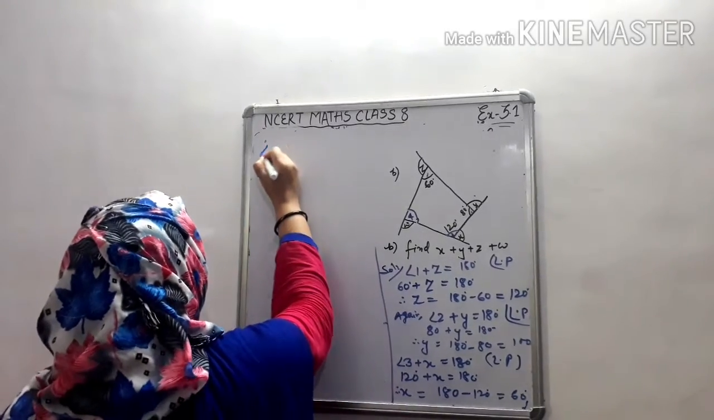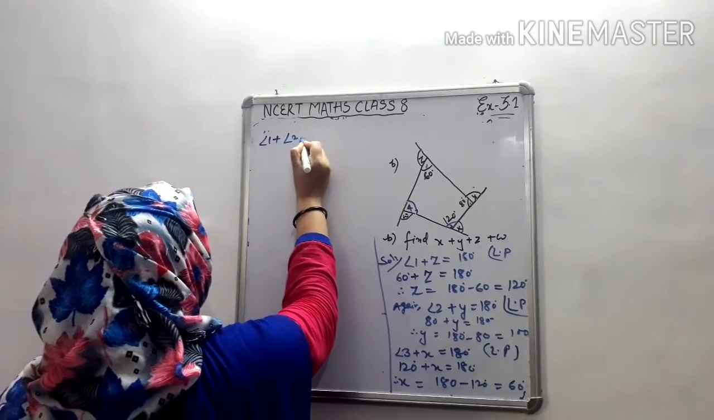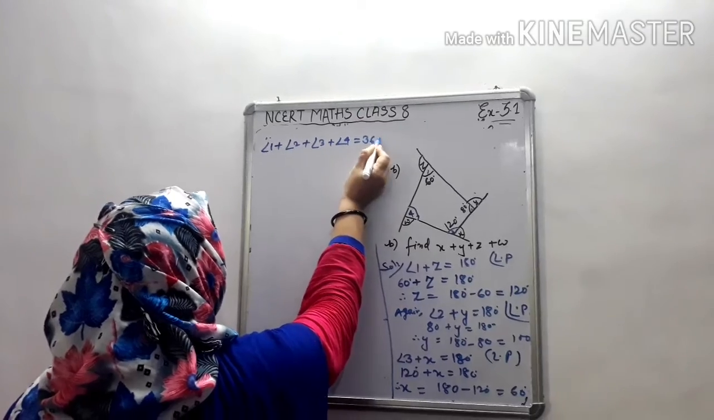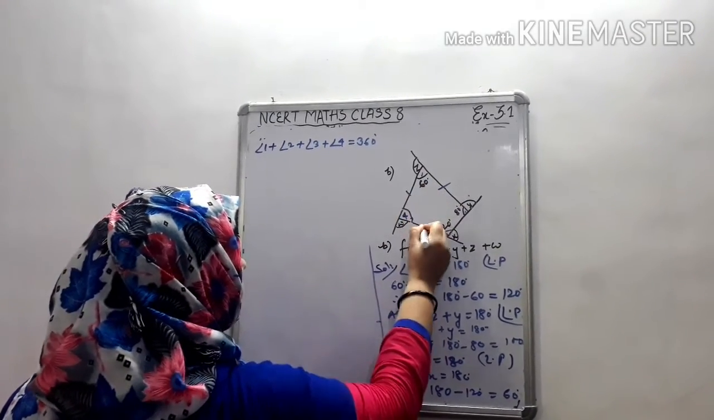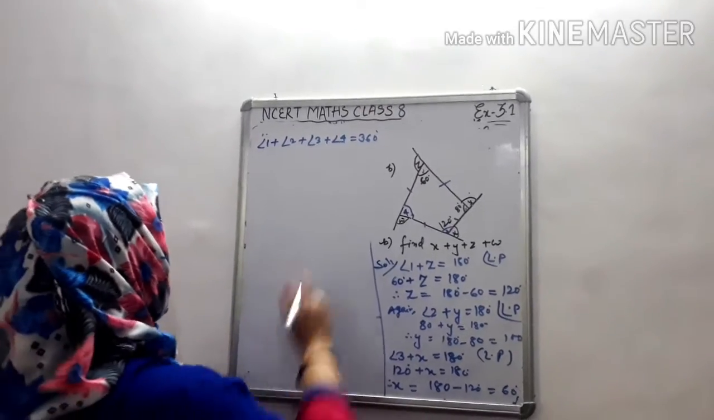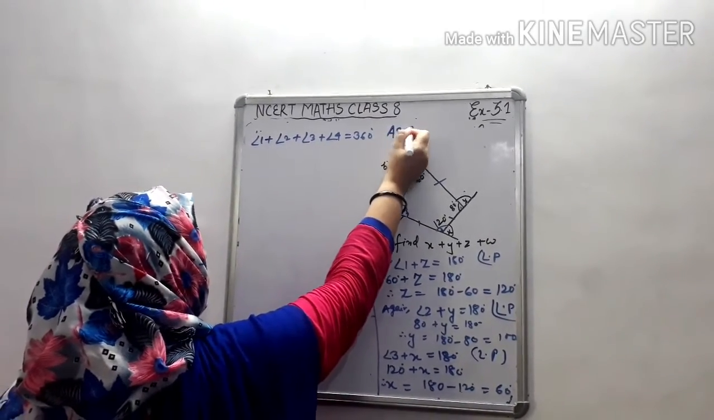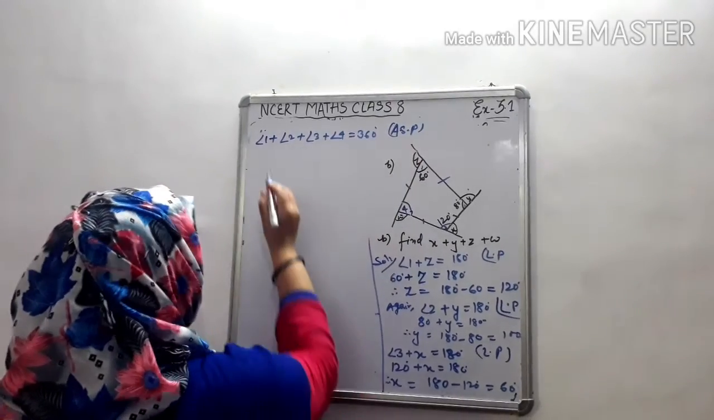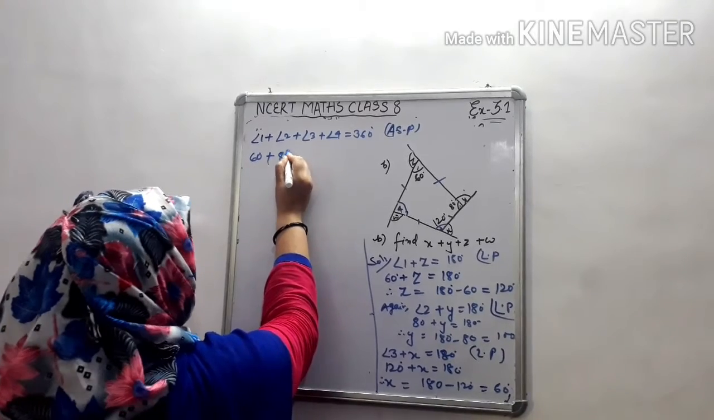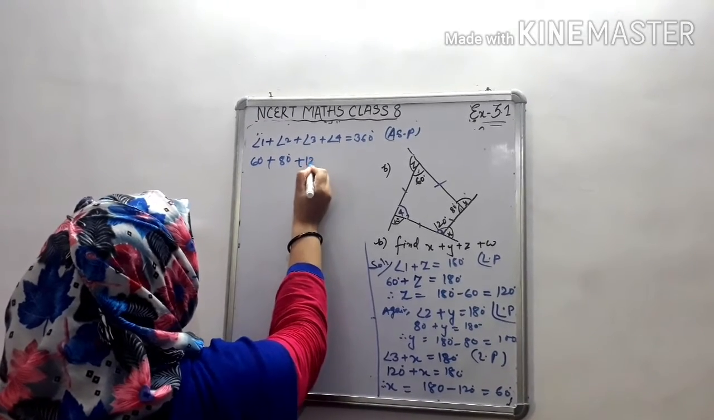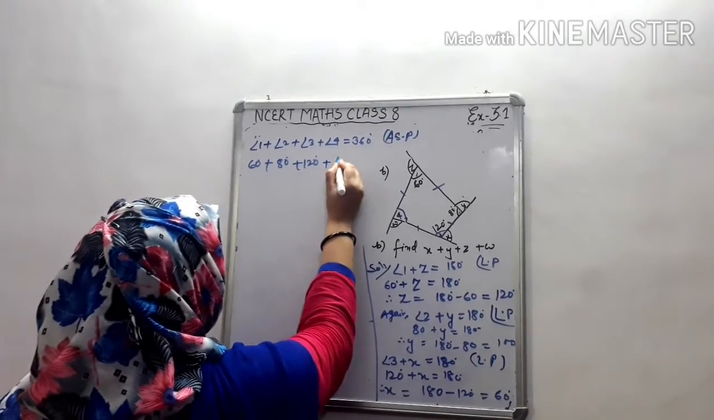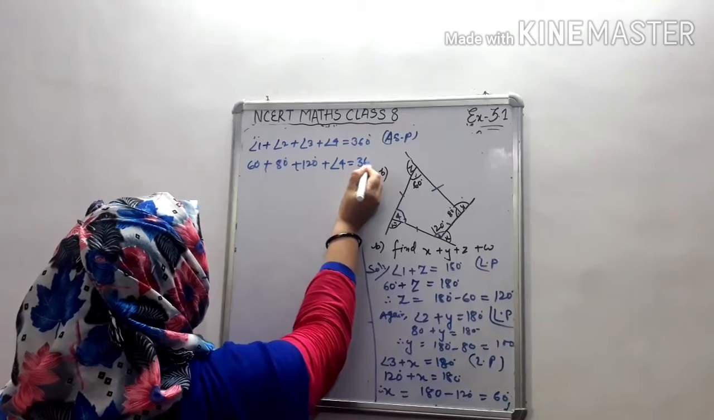Just look here. Angle 1 plus angle 2 plus angle 3 plus angle 4 is equal to 360 degrees. How? Because this is a quadrilateral. It has 4 sides, this is a quadrilateral, and the sum of all the angles of a quadrilateral is 360 degrees. This is the angle sum property of a quadrilateral. What is the value of angle 1? 60 degrees. Angle 2, 80 degrees. Angle 3, 120 degrees. Angle 4, we don't know.